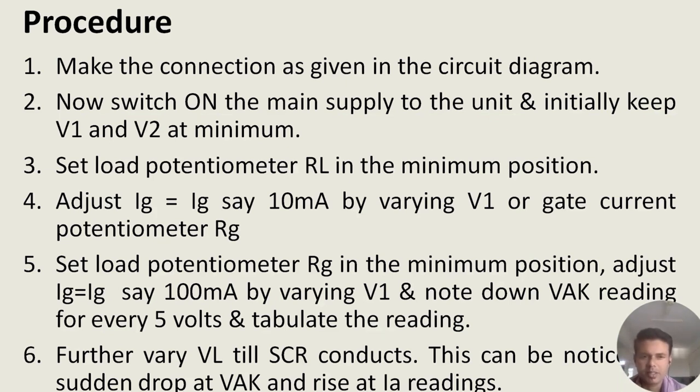Procedure: make the connections for the given circuit diagram. Switch on the supply. Initially, keep V1 and V2 at minimum positions and set the load potentiometer RL in the minimum position. Set the gate potentiometer RG in the minimum position. Adjust the gate current to around 10 milliamperes by varying V1, and note the VAK readings for every 5 volts and tabulate the readings.